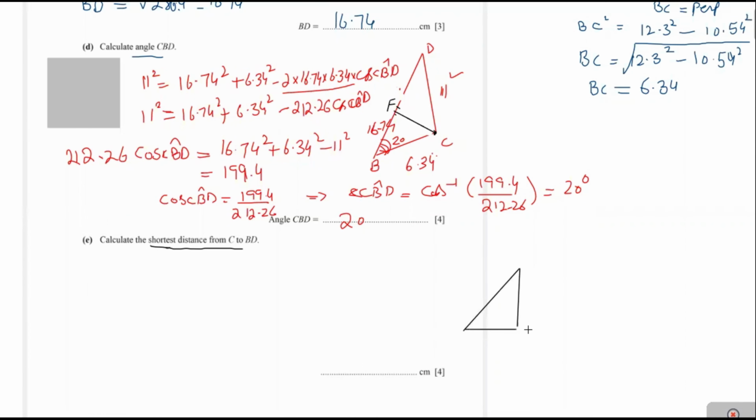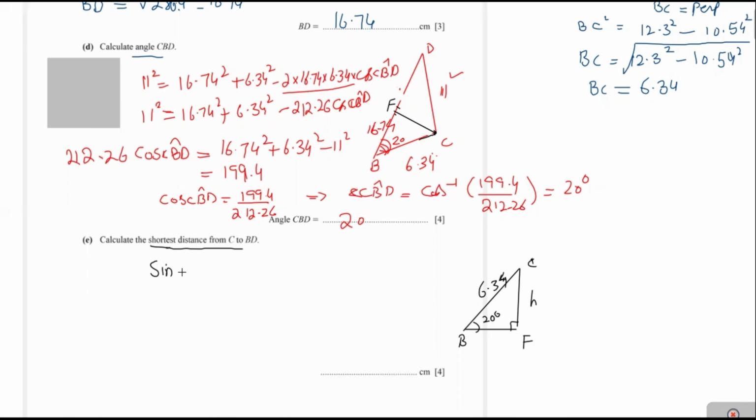Now we write triangle CBF, and this is FC and B. You see here, angle B is already 20 degrees, and the BC length is 6.34. Now we have to find the CF height. This is the height CF, and we can call it h. Now this length h can be found by using the trigonometric ratio.